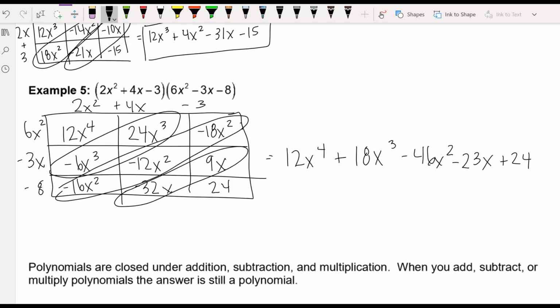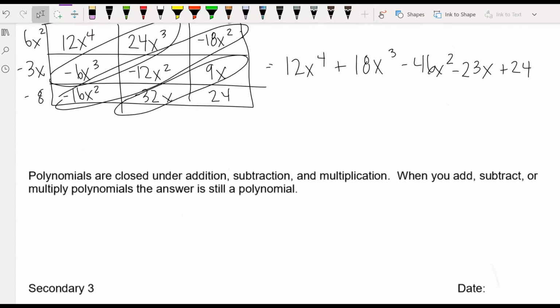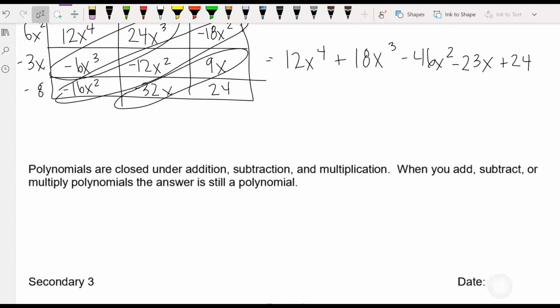All right, you should have gotten 12x to the fourth plus 18x to the third minus 46x squared minus 23x plus 24. Make sure when you're multiplying two negatives together, you get a positive, so that negative 3x times a negative 3 made that a positive 9x. So just be careful when you have those two negatives together.